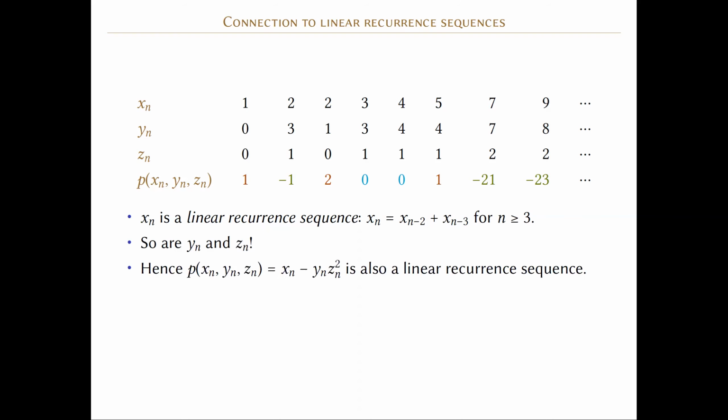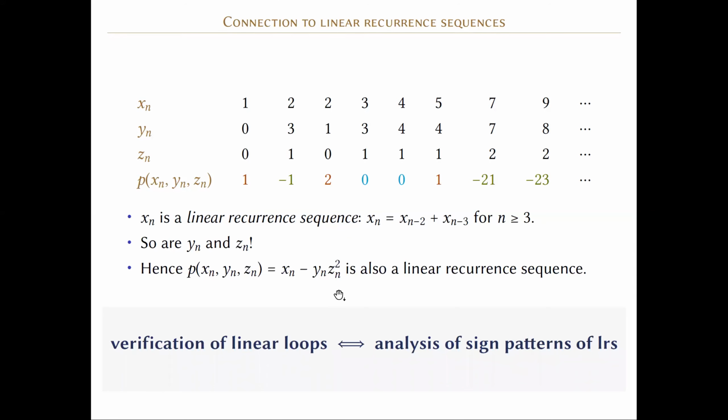But the linear recurrence sequences are known to be closed under addition and multiplication. And the value of p evaluated at xn, yn, and zn is simply this. And we can conclude that this value will also be a linear recurrence sequence. What this whole example points us at is the following. Verification of linear loops, especially when the partition with respect to which we are verifying is obtained from a single polynomial, is equivalent to analysis of sign patterns of linear recurrence sequences.